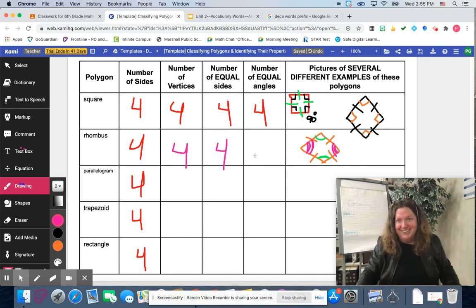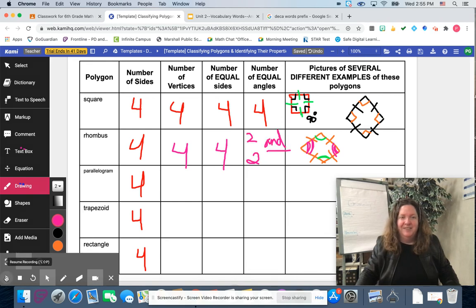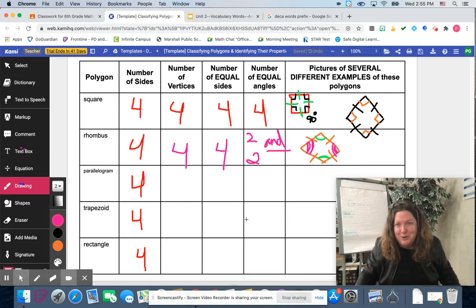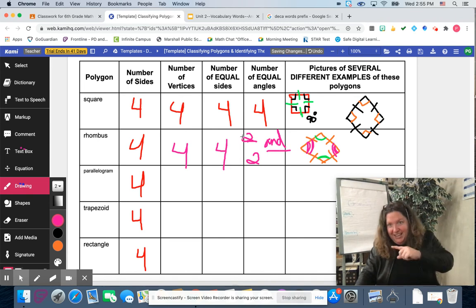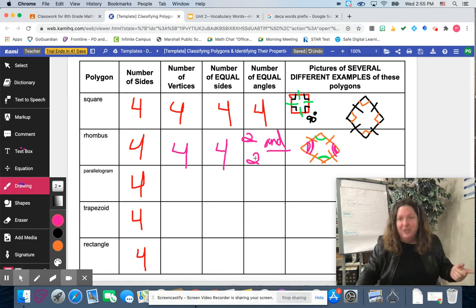Pause and write it down. All right. I hope you wrote that there's 2 and another 2. It's tricky. We can't say there's 4 equal angles because those are not 4 equal angles. But there's 2 that are the same, and there's another 2 that are also the same. So that's with a rhombus.